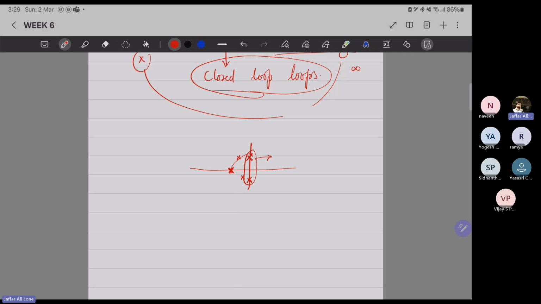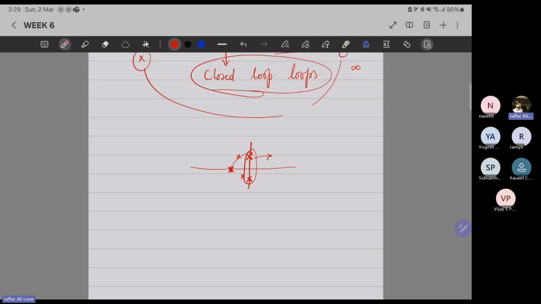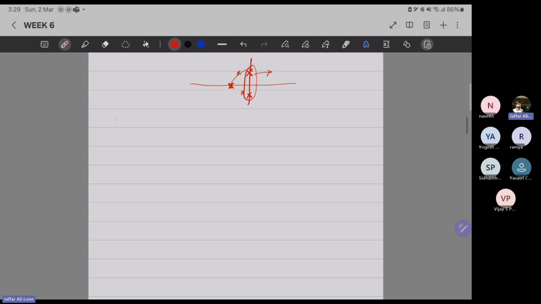So I'll define it. The gain margin is a factor by which the gain of a stable system is allowed to increase before the system reaches the verge of instability. Right. So now there is this term which is called phase crossover frequency. The phase crossover frequency is the frequency at which the phase angle is 180 degrees.